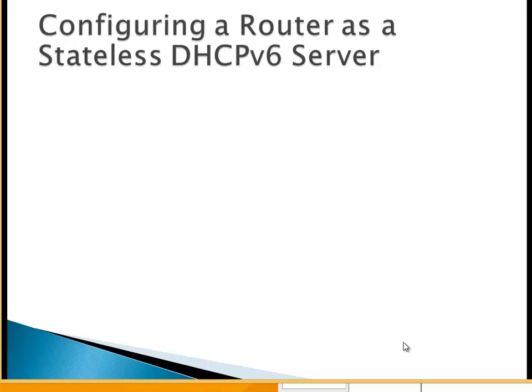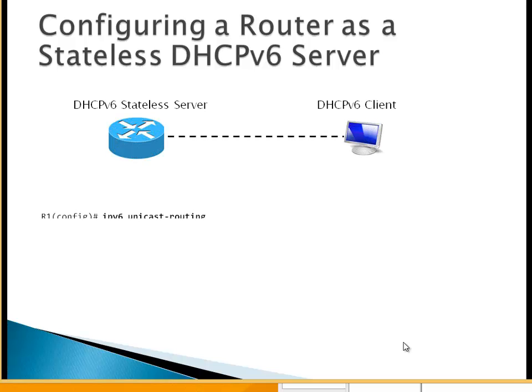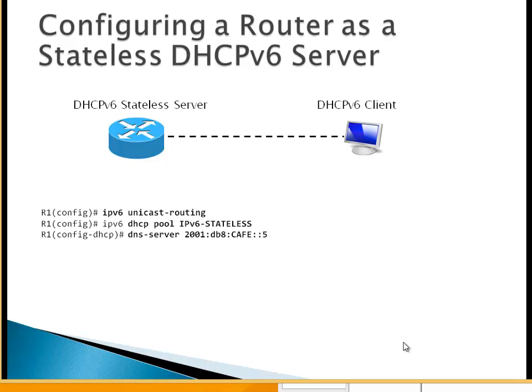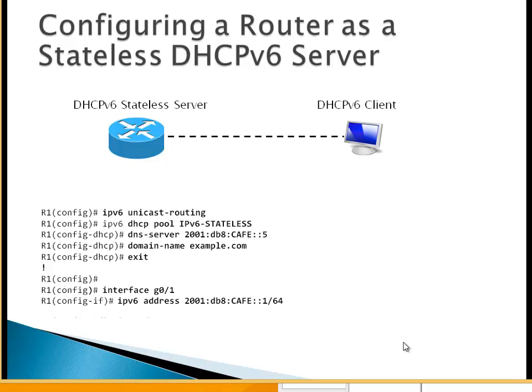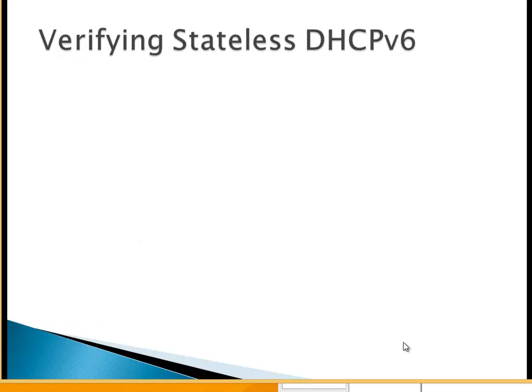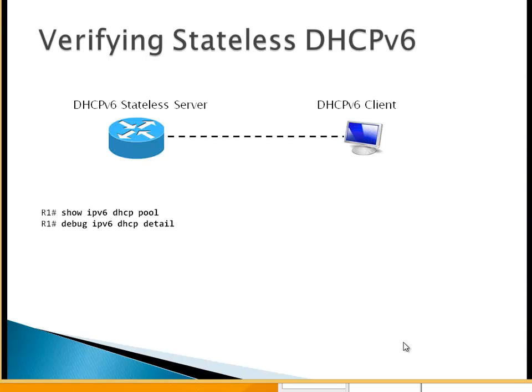Configuring a router as a stateless DHCPv6 server. We have a router and a client. First we have to enable IPv6 unicast routing on the router, a global configuration command. Then we create a pool, and in the pool we write the DNS servers and any information that we want to give to the client. Then we go to the interface, add the IP address to that interface, and then bind the pool to this interface. Okay, I will do a demonstration on this as well. So, verifying stateless: show ipv6 dhcp pool, debug ipv6 dhcp detail, and so on. We will do a demonstration now.